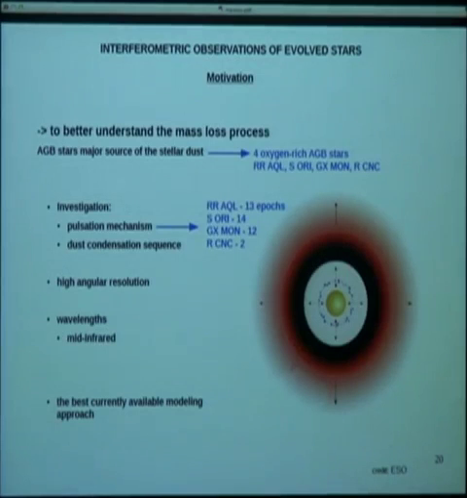In order to better understand the mass loss process, we observe oxygen-rich Mira stars: RR Aquilae, S Orionis, GX Monocerotis, and R Cancri. We wanted to understand the pulsation mechanism, so we observed the stars over a long period of time. Each of the stars was observed over several epochs. I will describe the epochs a little bit later because it involves a lot of observations. So you have to understand that the stars were observed over a long time.